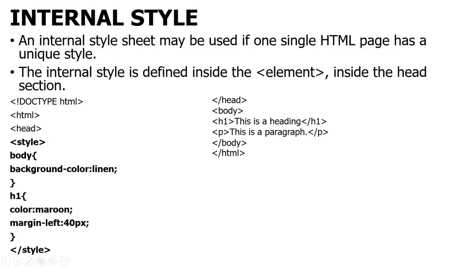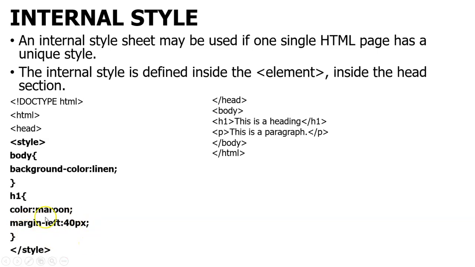Here we have doctype HTML. You can see the highlighted part: I am creating a style inside the head. Body is the keyword where you want to apply the styling. When I give body and curly braces, inside that background color linen, the entire body color will be changed to linen. Now I have the keyword H1. Wherever the tag H1 is present inside the body, the particular styling will get applied. The H1 color is maroon and the margin-left is 40 pixels.